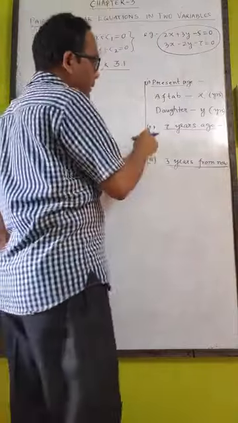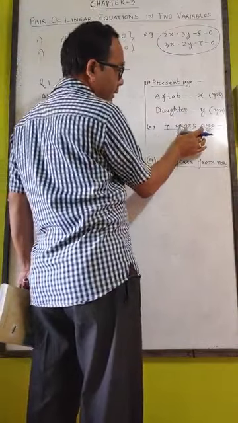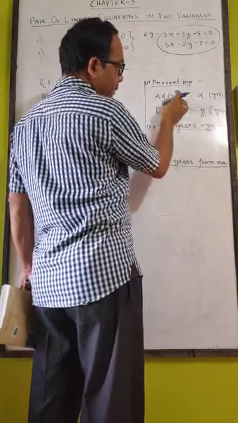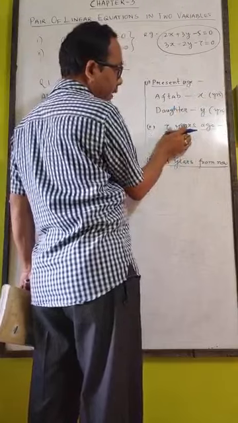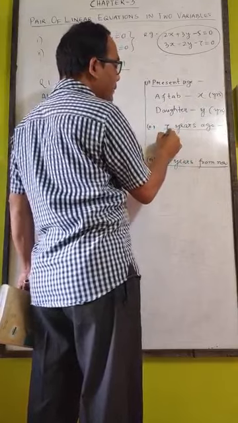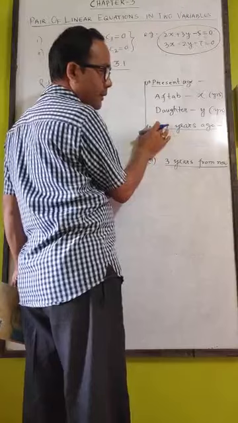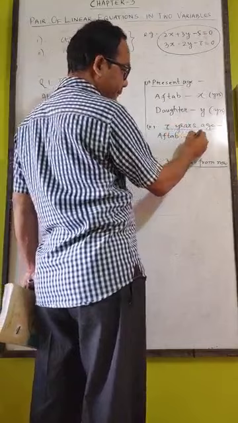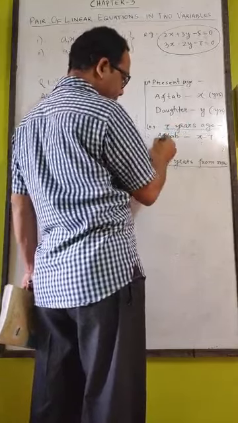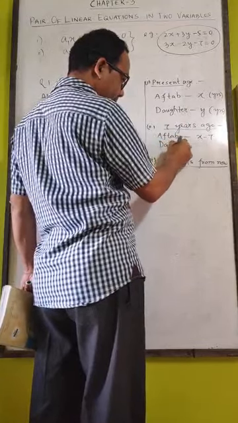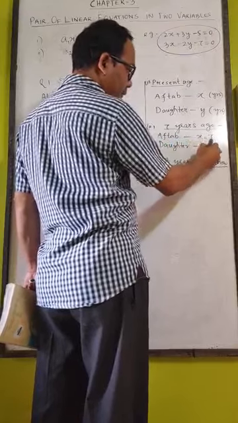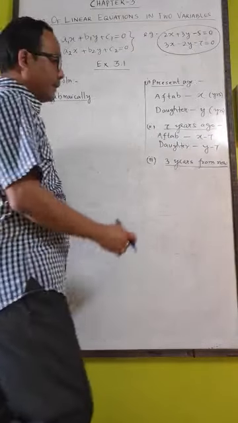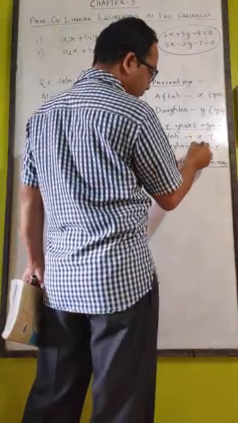Now let us try to write the ages 7 years ago. What was the age of Aftaf 7 years ago? If I want to find the age of Aftaf 7 years ago, then I have to subtract 7. So let us write Aftaf as x minus 7, and similarly for the daughter, it is y minus 7. So first let us write their ages 7 years ago.